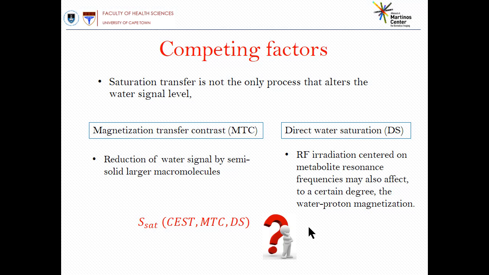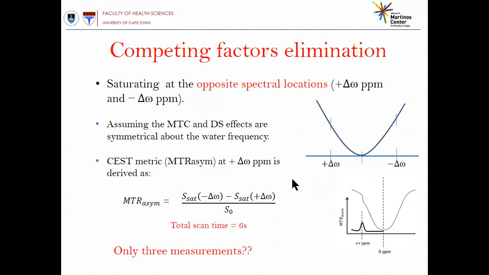So to get rid of this effect, instead of taking a single measurement by saturating these molecules, we can apply another saturation pulse at the opposite spectral location. Assuming that this MTC and the direct saturation effect are symmetrical about the water frequency, at the positive chemical shift, the signal acquired will be a function of CEST, MTC, and direct water saturation, but at the opposite spectral location, the signal acquired will be a function of only MTC and DS effects.